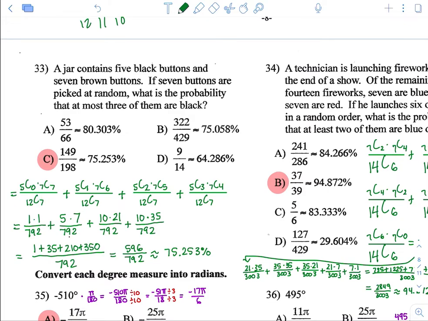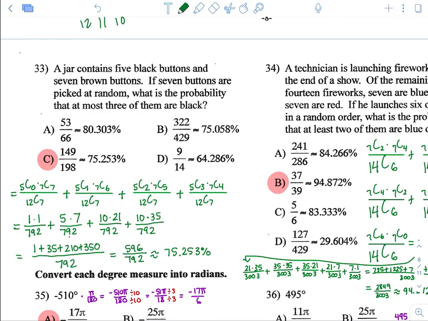Now you have to think of what they are specifically asking you. They're asking for at most 3 of them are black. So that means if you're trying to find all the combinations where at most 3 are black, you could do a scenario where they do not pick any that are black, they choose 1 that is black, they choose 2 that are black, or they choose 3 that are black. So this case right here represents choosing 0 black buttons. Now, if you choose 0 black buttons, that means the other 7 buttons must have been brown.